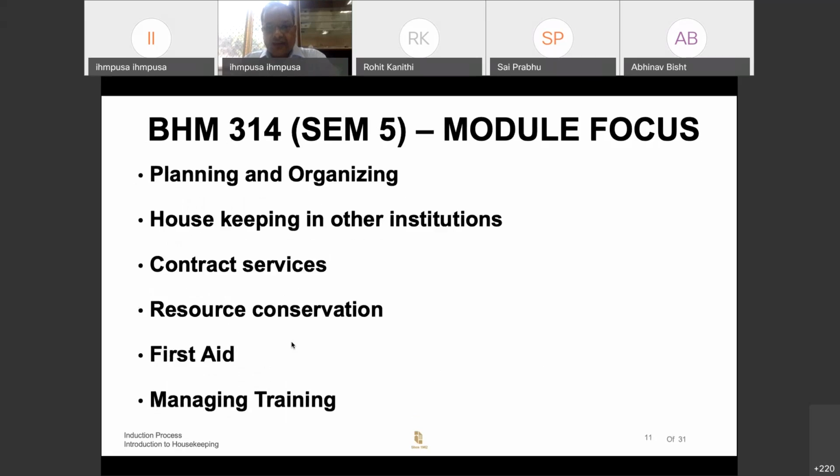Semester 5 is primarily the managerial aspects, that is planning and organizing the department, housekeeping in the other institutions, contract services that can be given or outsourced, resource conservation, how to preserve them, how to use them effectively, first aid, and managing trainings.